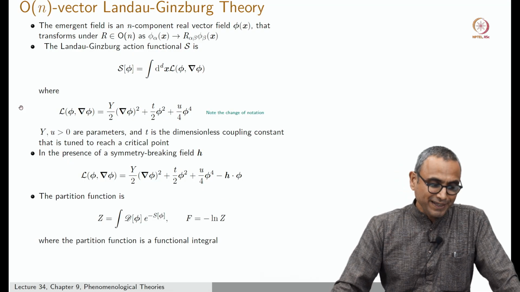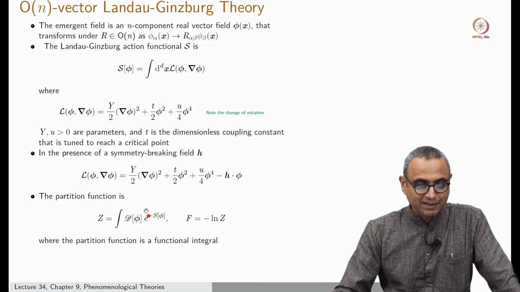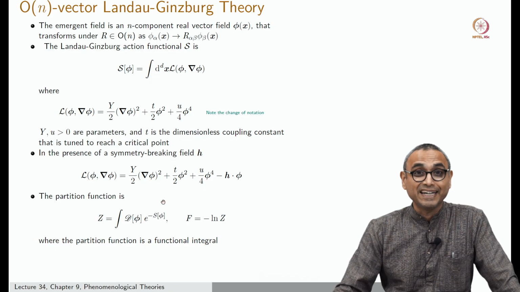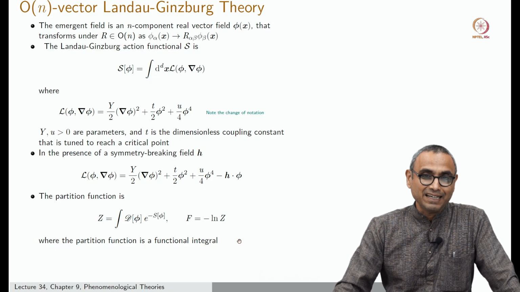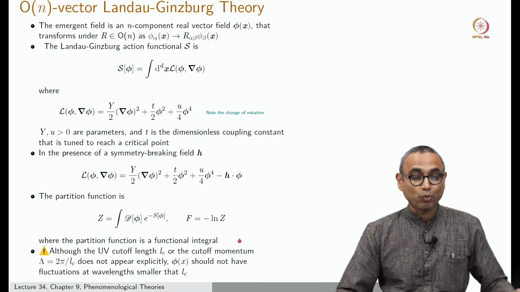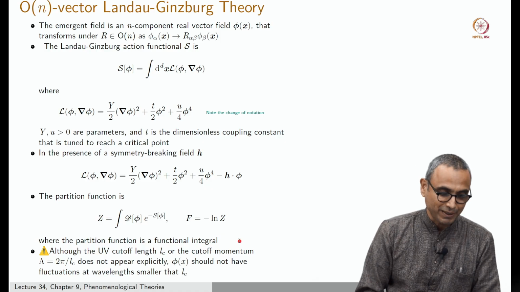So you give me some action functional, some density like this, then I'll write the partition function. I'll compute the functional, so this should be a script S, and I will do this integral over the space of functions, and this is a functional integral, which is what we are trying to understand, how we give meaning to the statement.